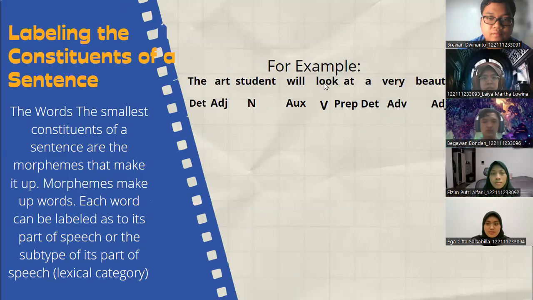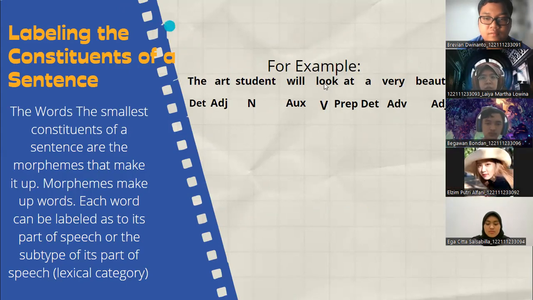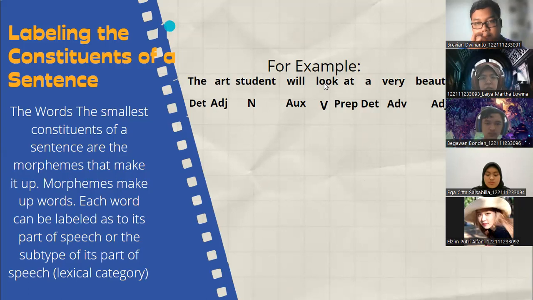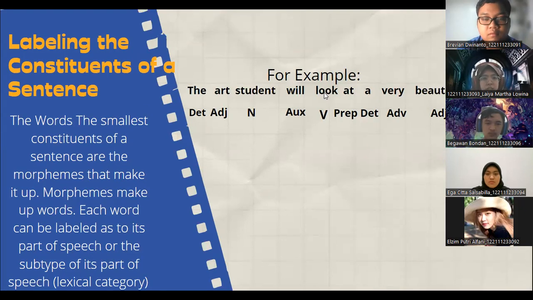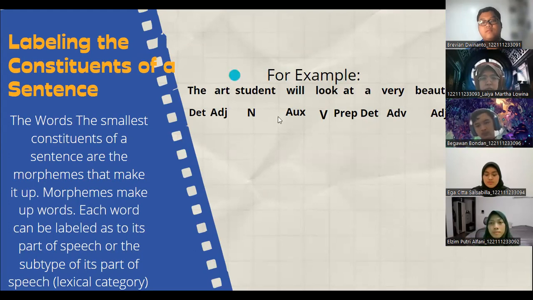For example, "The art student will look at a very beautiful painting." The is a determiner, art is an adjective, student is a noun, will is an auxiliary, look is a verb, at is a preposition, a is a determiner, very is an adverb, beautiful is an adjective, and painting is a noun.